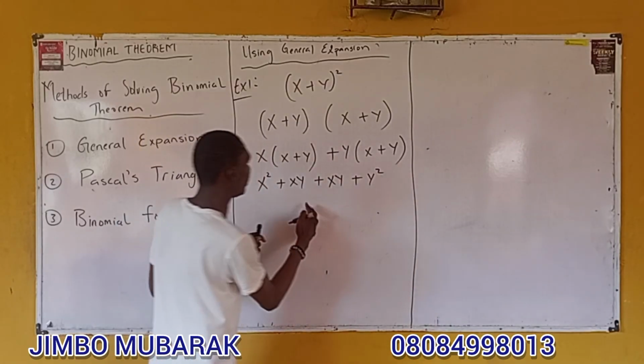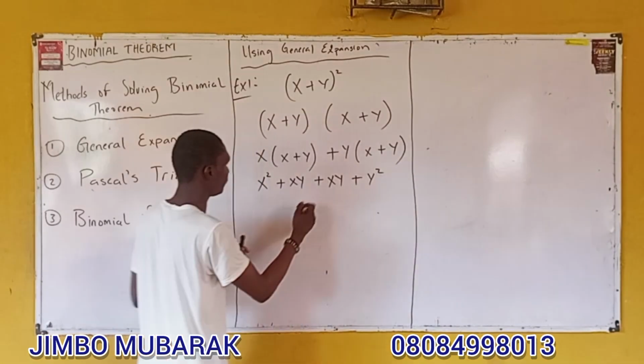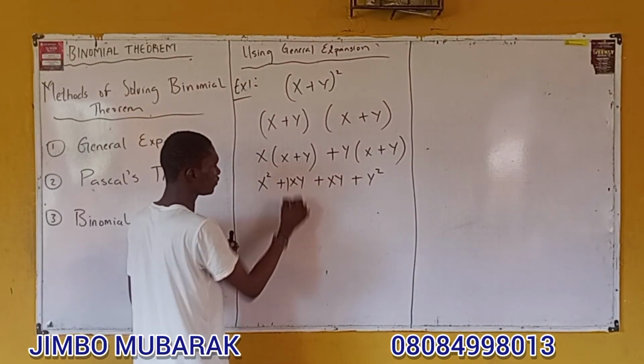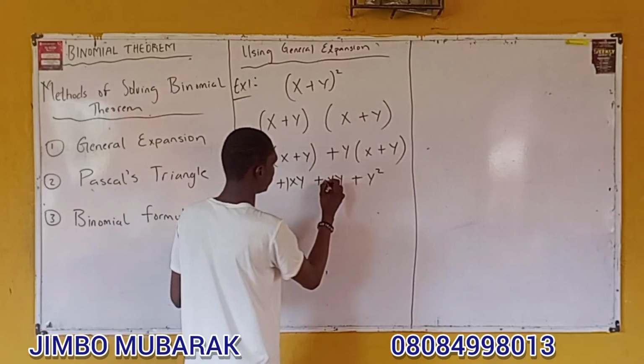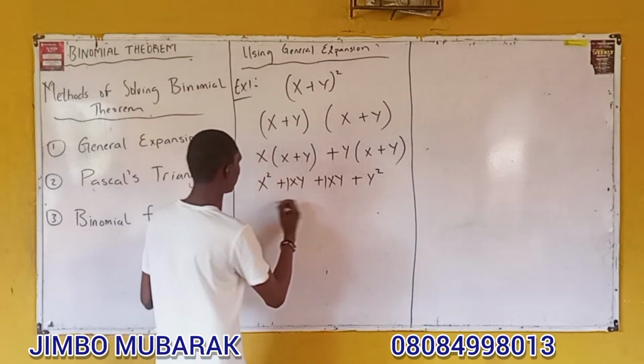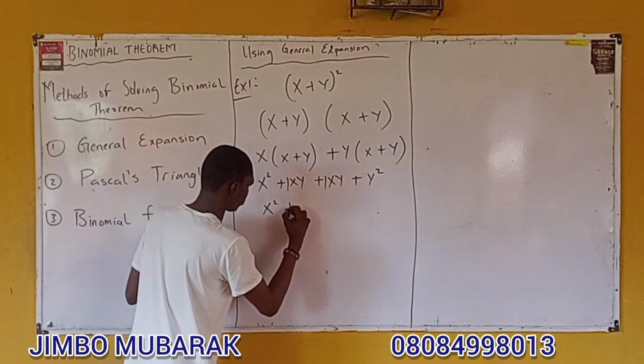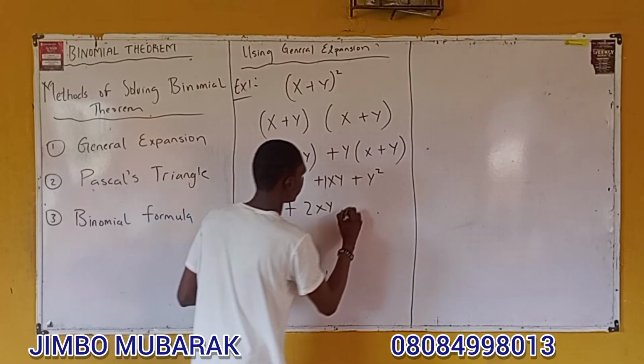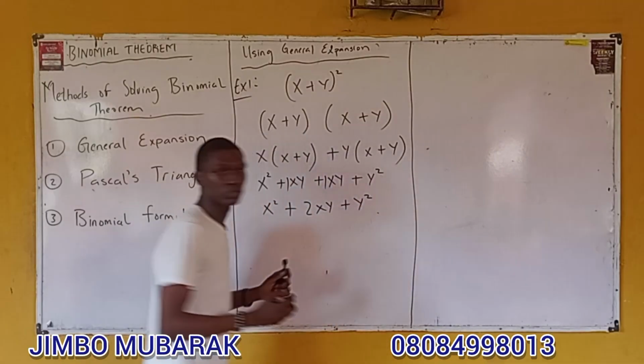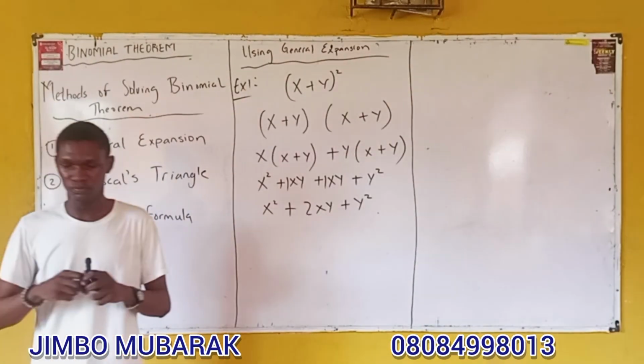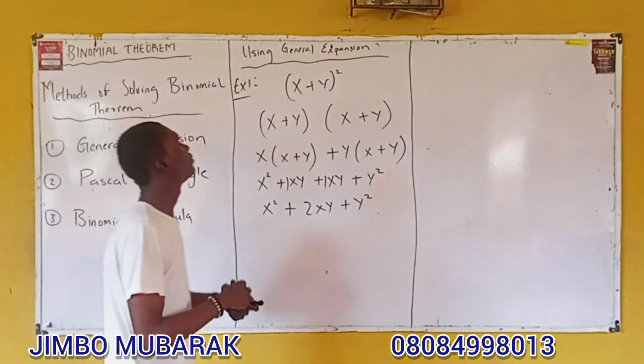Right, so if you look at this now, we have two like terms, so we can add them together. Since the coefficient of this one is 1, and the coefficient of this one is also 1, we can add them together to be x square plus 2xy plus y square. All right, so this will be our answer.